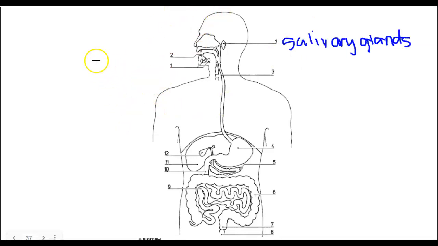Okay, number 2 on here is known as your mouth. You can figure that out, right? Okay, so 1s are your salivary glands, 2 is your mouth, 3 is known as your esophagus. That's an E.